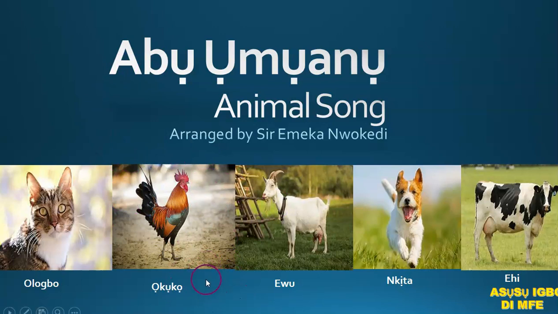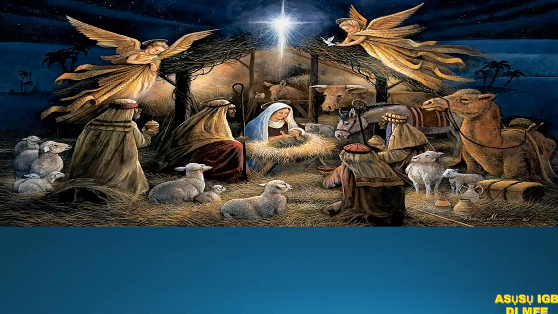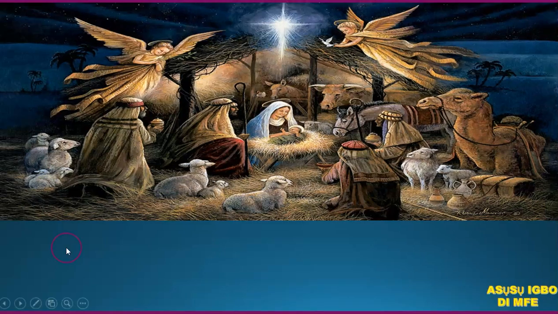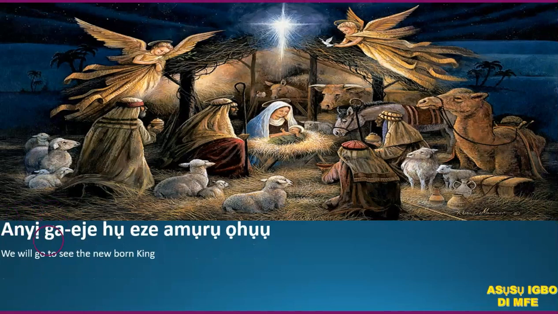Now let's talk about how they came together to go for the meeting. Now this is a picture of the baby in the manger and the animals are planning their visit. Anyị ga-eje hụ eze amụrụ ọhụụ. Anyị, we've learned some of these words in our current Igbo class, okay? But if you're new here, you're welcome. Just listen to the sounds and understand the alphabet sounds. You'll be able to pronounce and sing the song with us, all right?